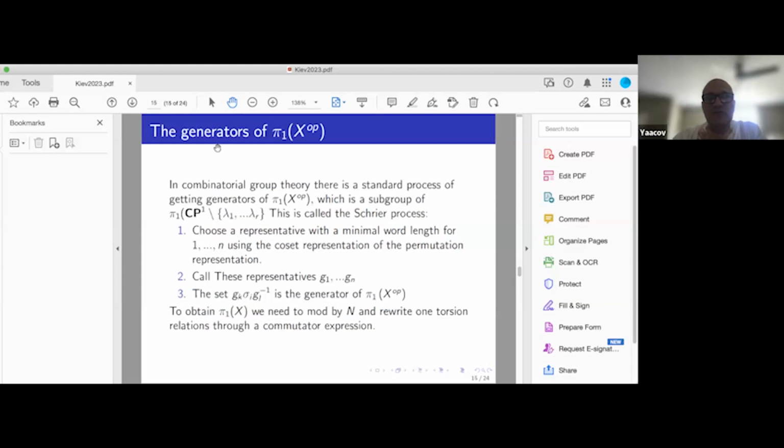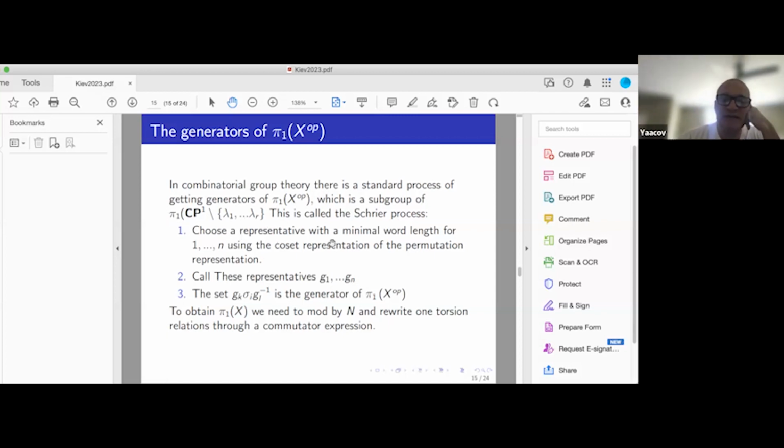Now I want to get the generators of pi 1 of x op, and the generators are probably easy to get, because in combinatorial group theory there is a standard process for getting the generators of pi 1 of x op, which is a subgroup of pi 1 of the sphere minus lambda 1 to lambda r. This is called the Schreier process. Now you will see countless books telling you, oh my God, how do we get homology bases, with all the pictures, yada yada yada. You don't need any pictures. You basically have a very well-defined process for getting generators for this group.